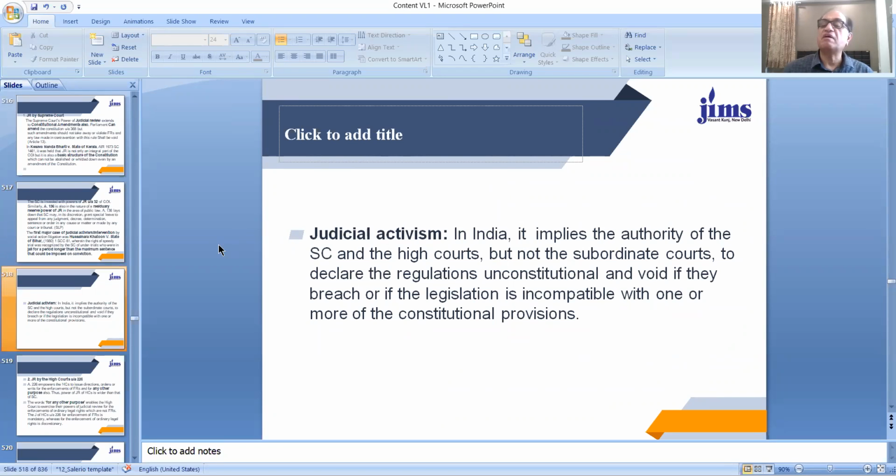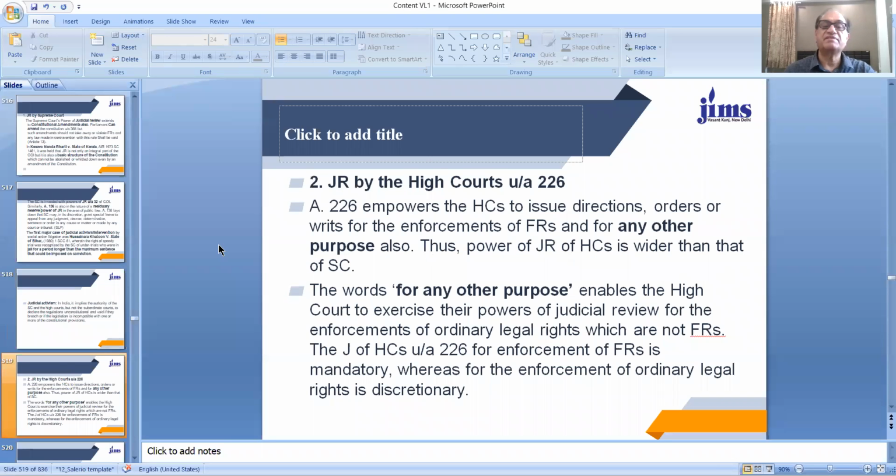Subordinate courts have no power of judicial review or to declare the regulations as unconstitutional and void if they breach, or if the legislation is incompatible with one or more of the constitutional provisions. Subordinate courts have no power of judicial review or judicial activism. Only the Supreme Court, the Apex Court, and various high courts in our country have the powers of judicial review or judicial activism.